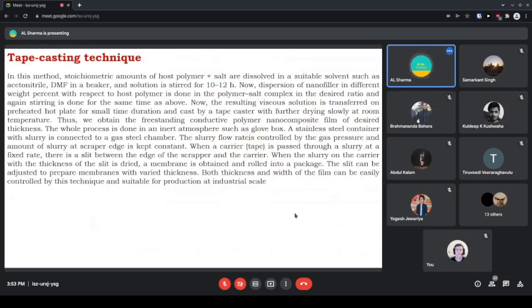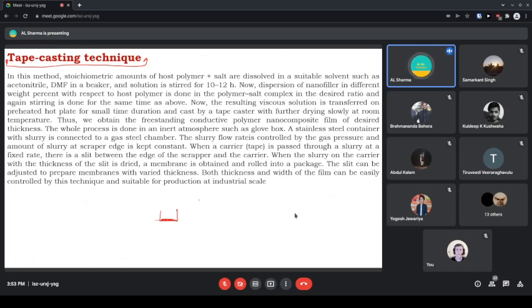Thereafter, next is tape casting techniques. Again, it is related to what we discussed just earlier. In that case, we were roughly pouring the solution over the petri dish, and it is going to form a uniform thickness.